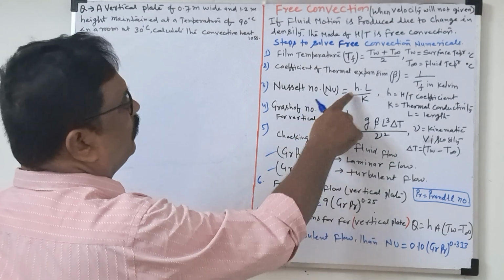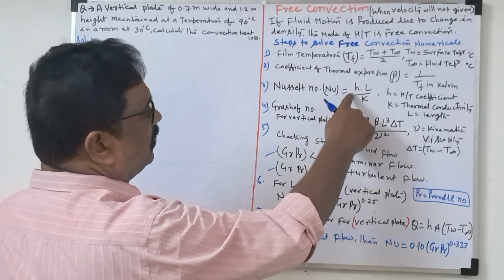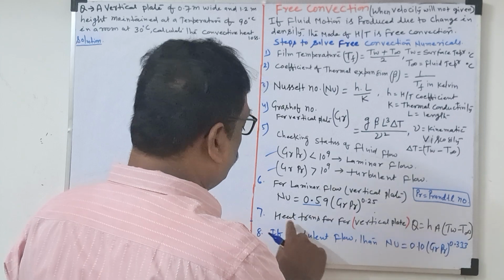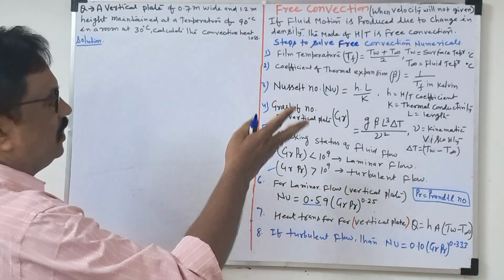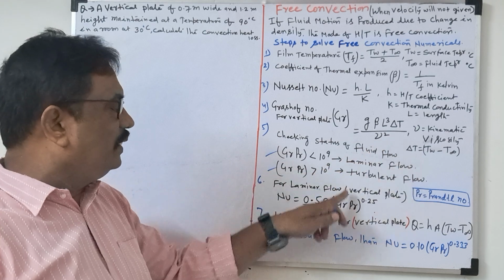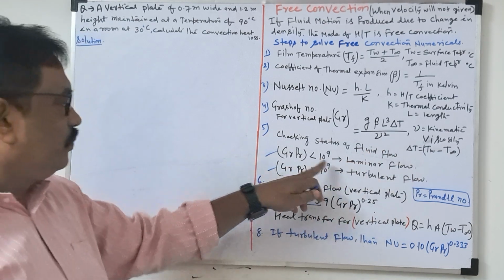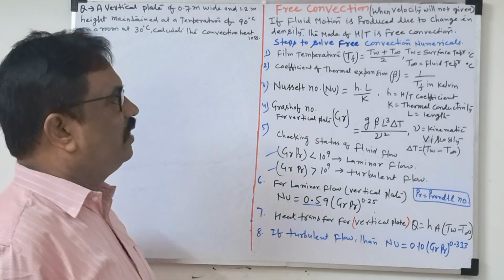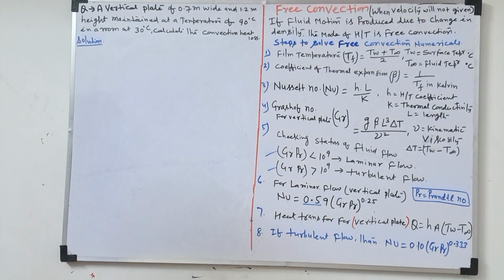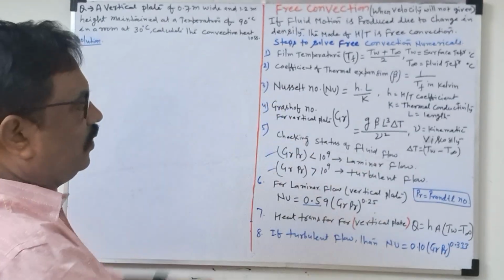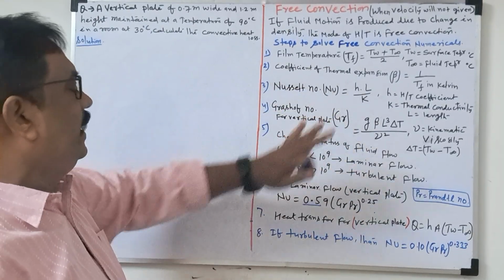Nusselt number is hL by k, so we find the heat transfer coefficient h. Then we substitute the heat transfer coefficient to get the heat transfer loss. So this is the process I wrote. All these formulas, conditions and everything will be there in the HMT data book. Now I will solve the question, because whenever you are solving any question, you have to go through this theory or keep it in mind.